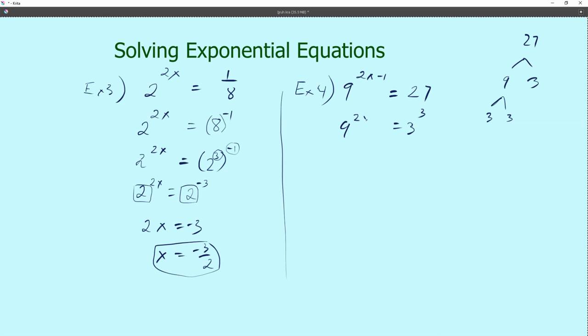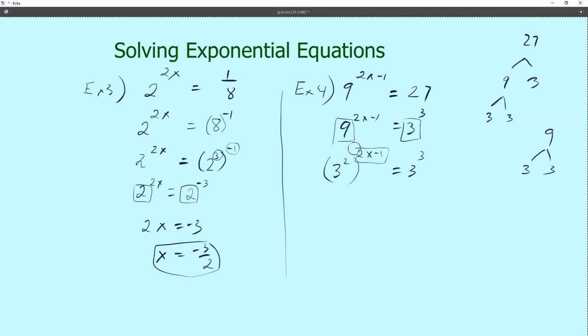And here I have 9 to the 2x minus 1. So I'm really struggling to make these bases the same. So what I have to do is break the 9 down also. Hopefully the 9 can give me 3s. And it's true, 9 gives me 3 times 3. So I'm going to change that 9 into 3 squared, raised to the 2x minus 1 is equal to 3 cubed.